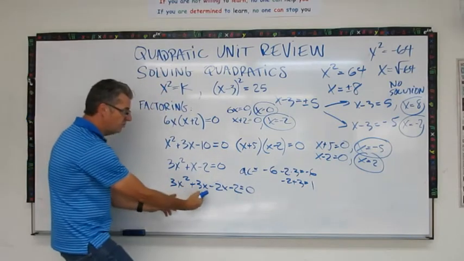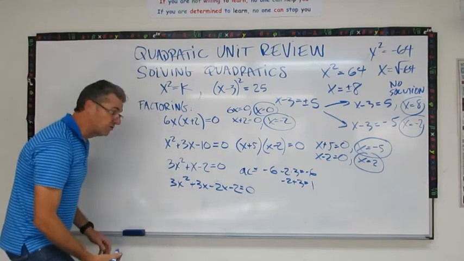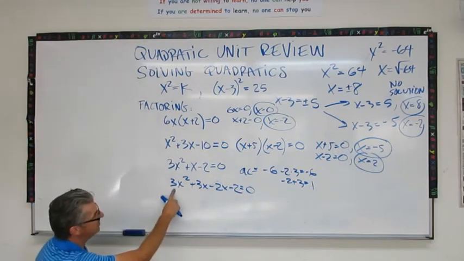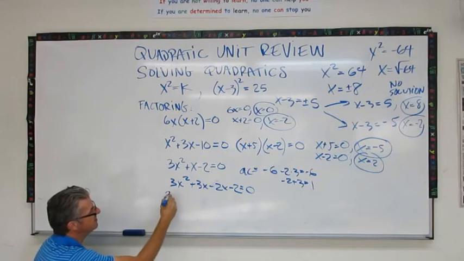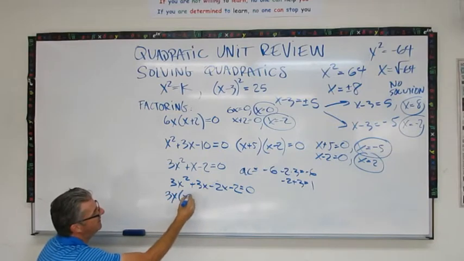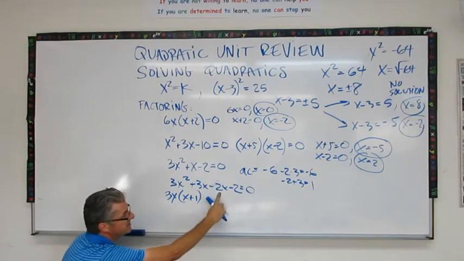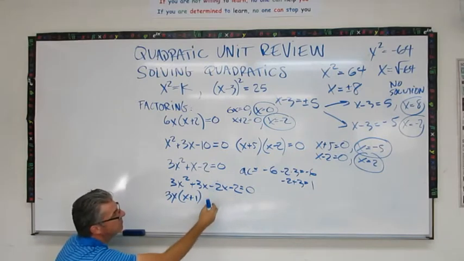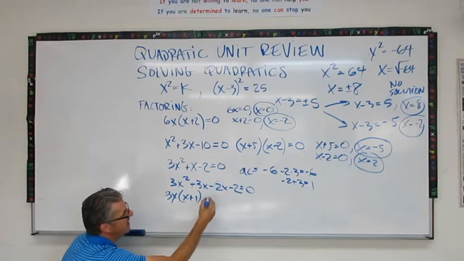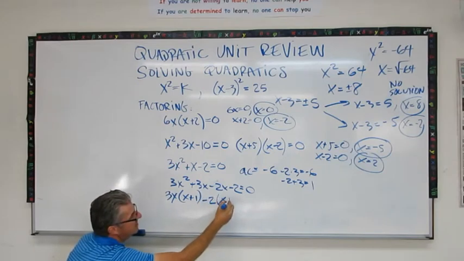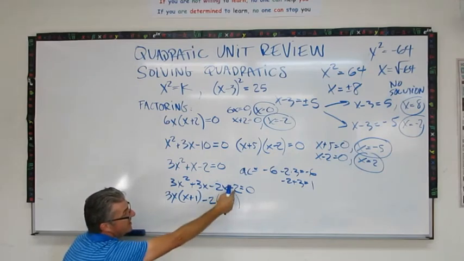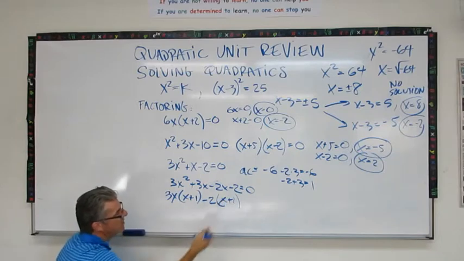Now I have two groups of terms that I can factor a GCF out of. So 3x squared plus 3x, there's a 3x in both of those. It leaves me with x plus 1. Now there's a 2 in both of these. Let's take out a -2, so that it ends up being -2 times x plus 1. Since I took out a -2 from the -2, that went positive.